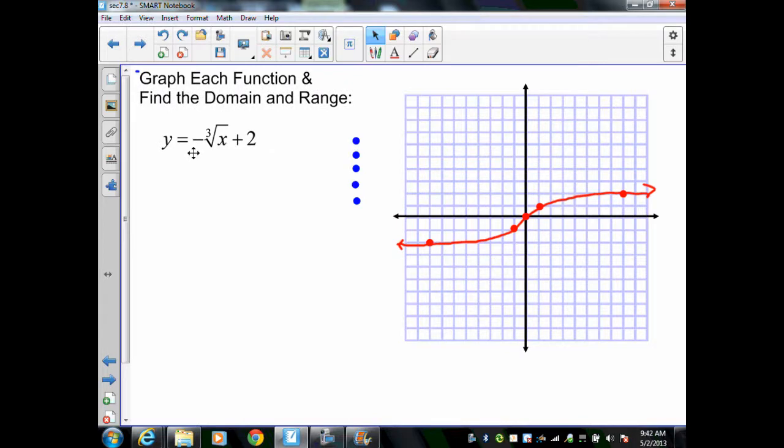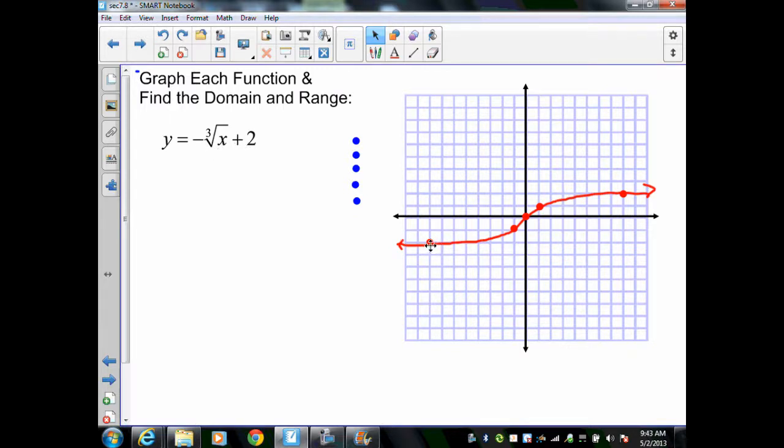In this function, I have y equals a negative cube root of x plus 2. I already have plotted y equals the cube root of x. I know with the negative, I'm going to reflect each ordered pair over the x-axis, and then have a vertical shift up of 2. To do this procedure, I'm going to take each output on each ordered pair, multiply it by a negative, and then add 2.